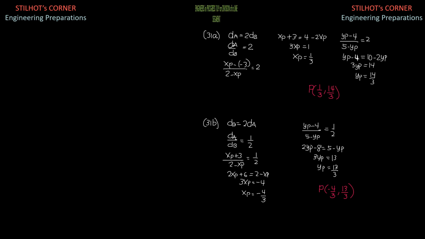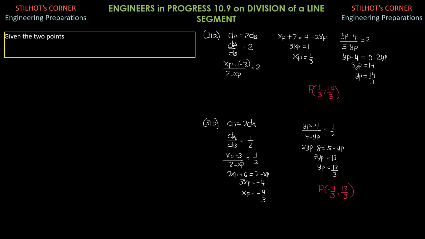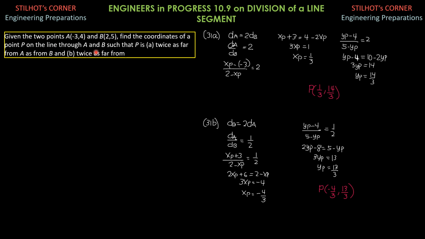And for the last problem, problem 31, given the 2 points A, comma, negative 3 comma 4 and B, 2 comma 5, find the coordinates of a point P on the line through A and B such that P is twice as far from A as from B, and that is the distance of the point P. Distance from A is 2 times distance from B. Then twice as far from B as from A.